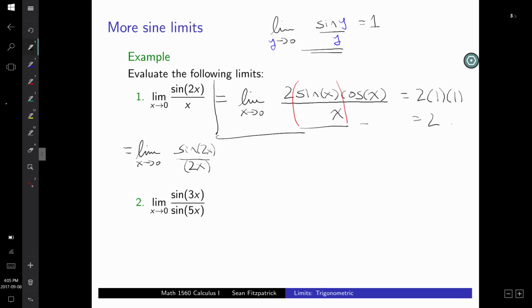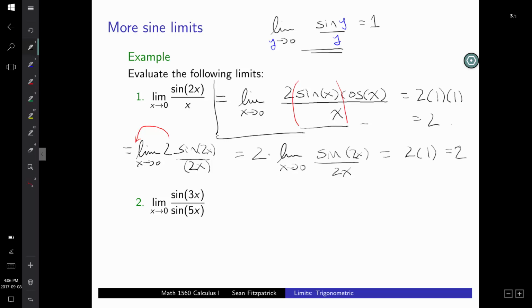So what do I have to do if I divide by 2? I need to also multiply by 2, right? Then those 2's cancel out. But of course, this 2 is a constant. I can pull it out of the limit, and I could write this as 2 times the limit as x goes to 0 of sine 2x over 2x. And then I know that this limit is 1, so I get 2 times 1. And again, by different means, I get that the limit is 2.